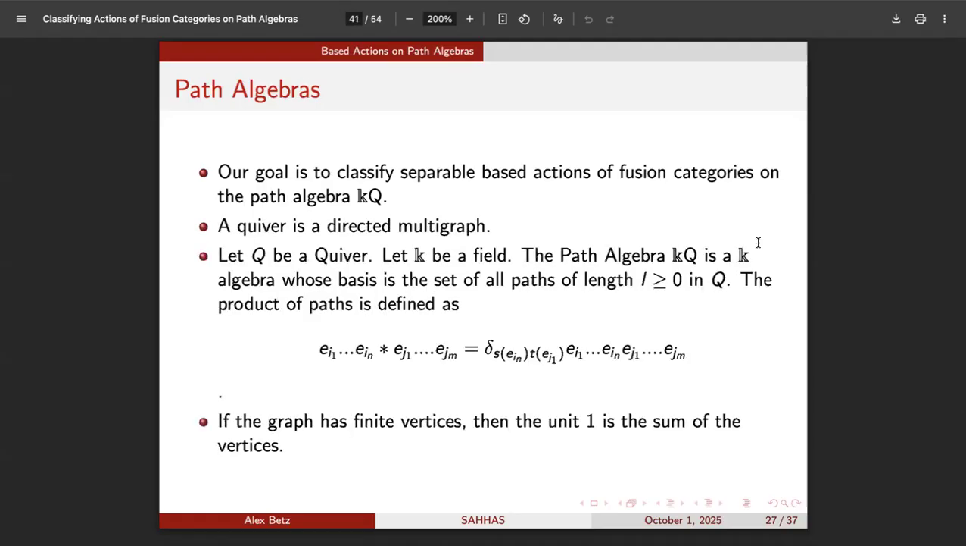Just as a quick reminder, given some multigraph, you can define the path algebra as the algebra whose basis is the set of all paths, and the product is just concatenation of paths. If the graph has finitely many vertices, it will be a unitary algebra where the unit is just the sum of the vertices.